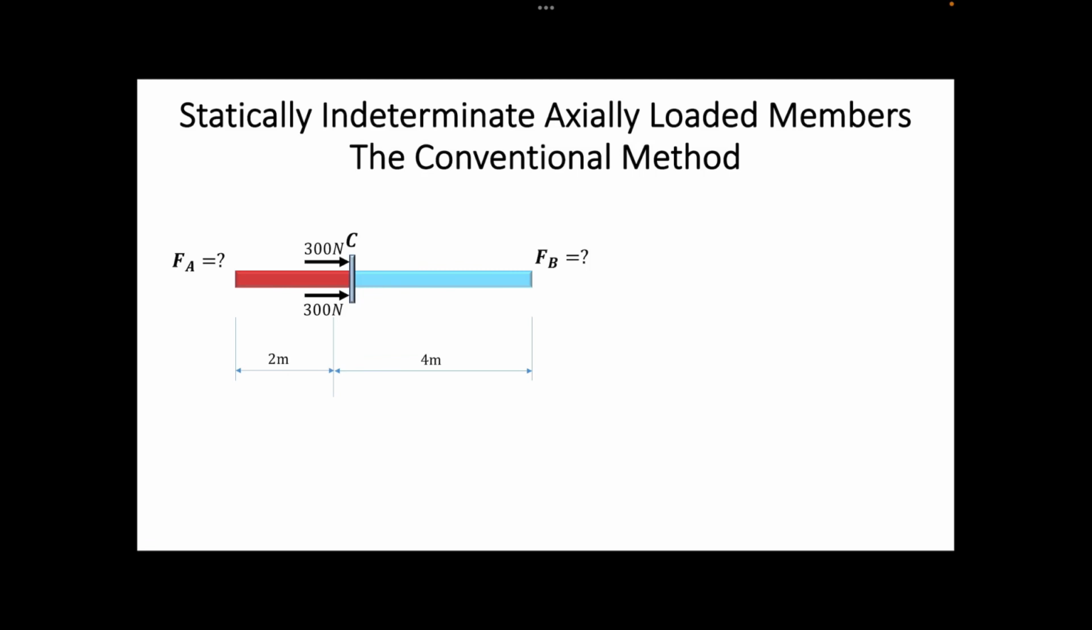Based on what we learned in statics, our first thought will be to use the equilibrium equation. For that, we need to complete the free body diagram for the member by drawing the reactive forces at point A and point B. Based on the deformation of the bar, we can see both reactive forces pointing to the left. Now, if we write the equilibrium equation for this free body diagram, we will have the following equation. As you can see, since this equation has two unknowns, it is not solvable.